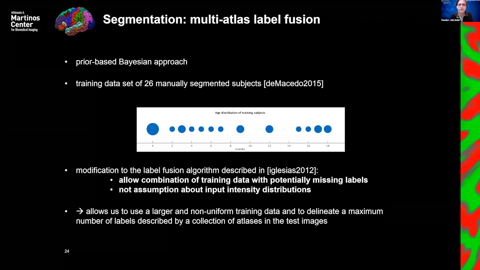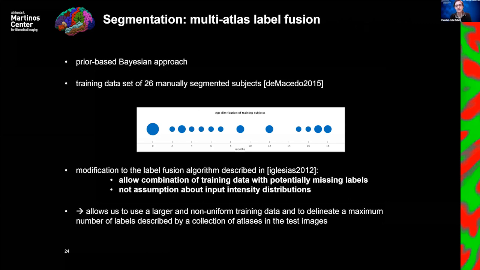Now, the second main computational block is the segmentation. And the tool of our choice here is a multi-atlas label fusion tool. This is again a prior-based method. So we rely on a previously segmented database, and we want to learn from it in order to apply it to any new, so far unseen image segmentation.